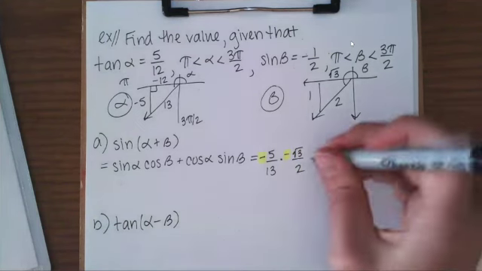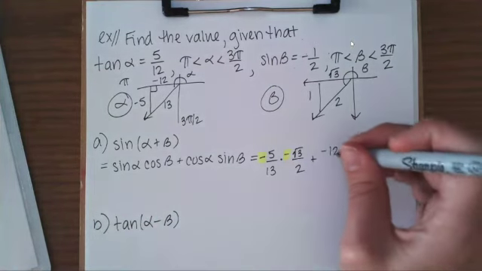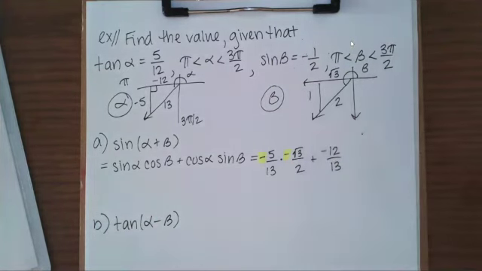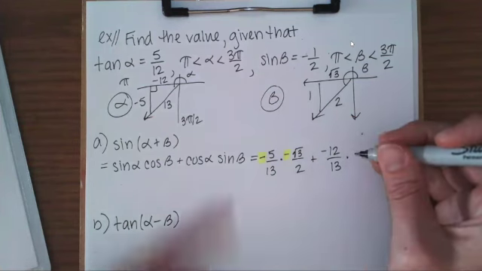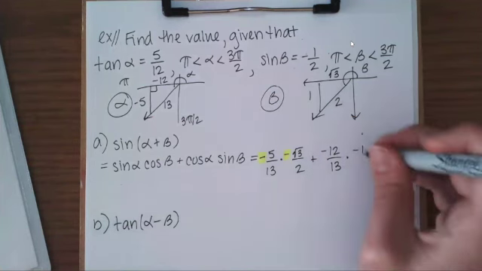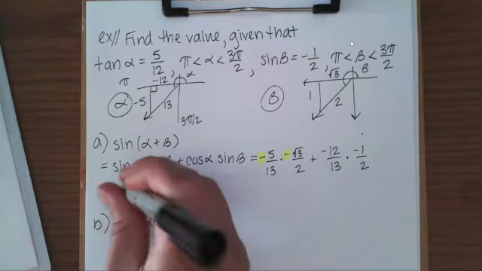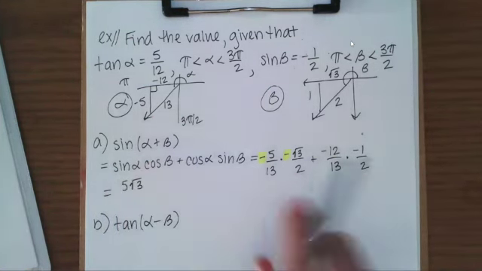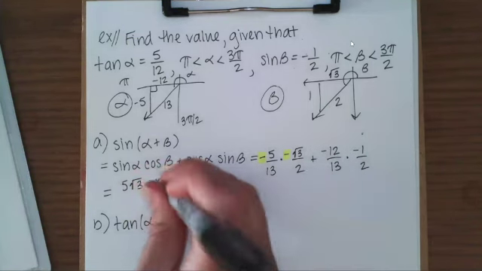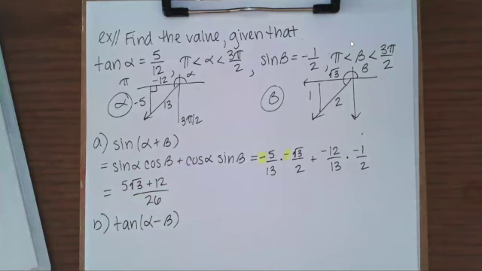And then we're going to add this to cosine of alpha. So cosine alpha is adjacent over hypotenuse, so that's -12/13. Cosine is negative in the third quadrant. Times sine of beta, sine is opposite over hypotenuse, and in the third quadrant, sine is negative. Last step here, let's multiply this out. So I get (5√3 + 12)/26. And that's our answer.